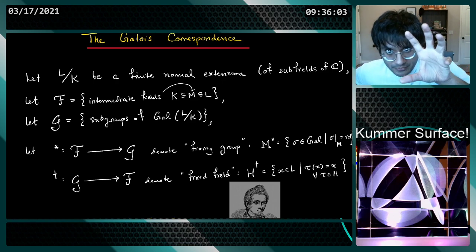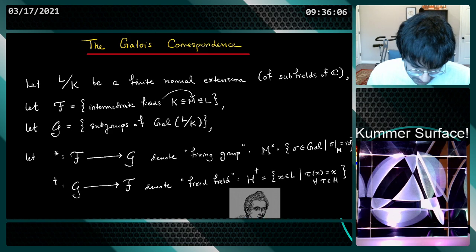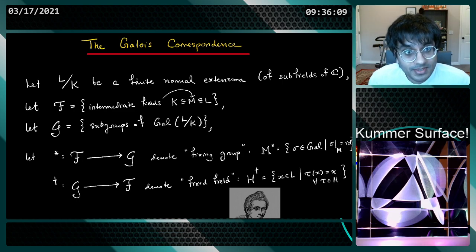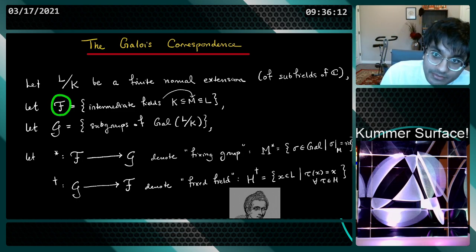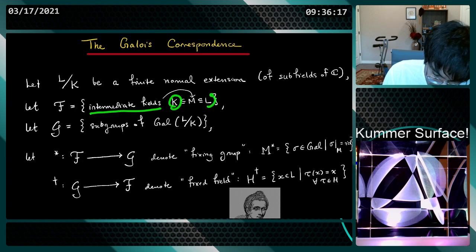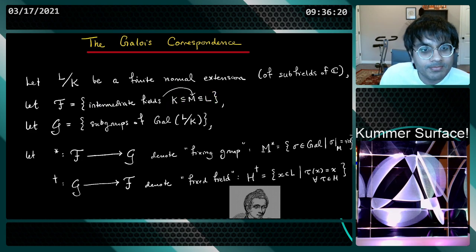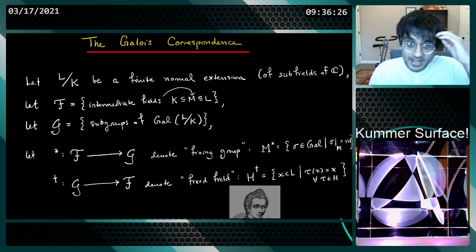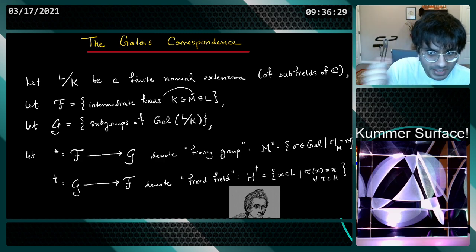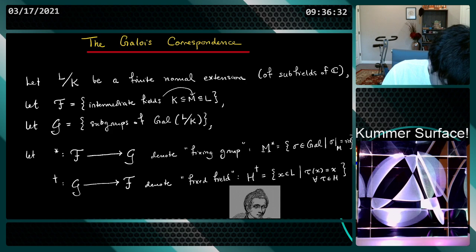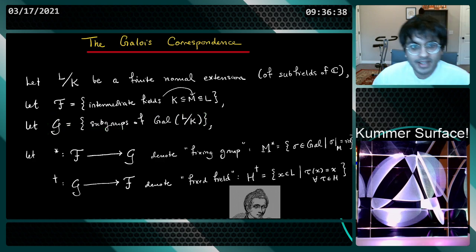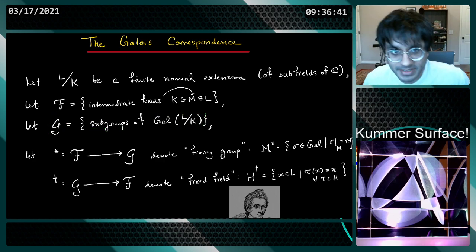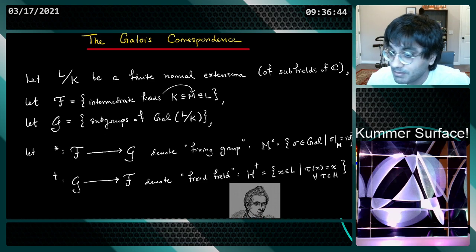That's the type of field extension that the Galois correspondence is about. Then you have the set F, fancy F, for fields. Fields that are intermediate to K and L, between, sandwiched. On the one side you have fields, the anatomy of the field extension, remember that? And then you have on the other side the subgroups of the Galois group. All right, you've got two things on two separate sides, and the correspondence just matches them.